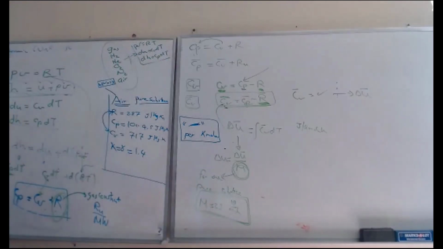So for any pure substance, go to table A1. You can get the molecular weight or even the gas constant directly. For any pure substance, air, water vapor, hydrogen, go to table A1 and check it. Okay, guys?